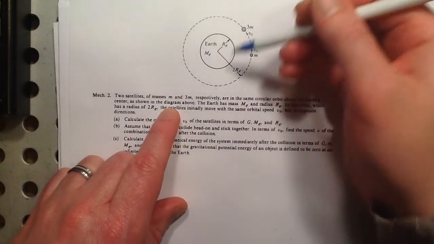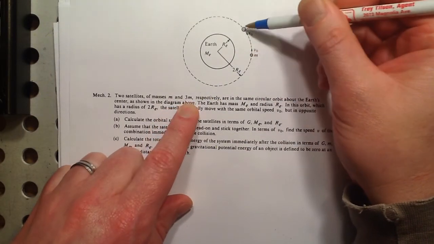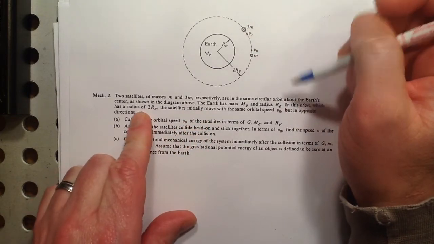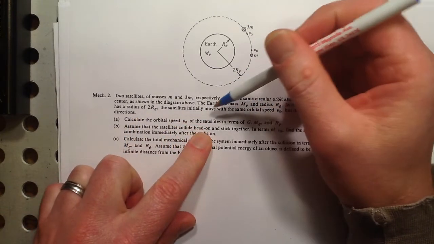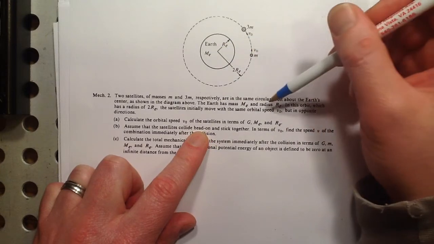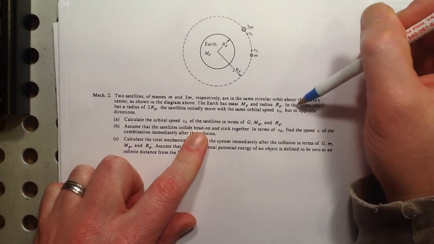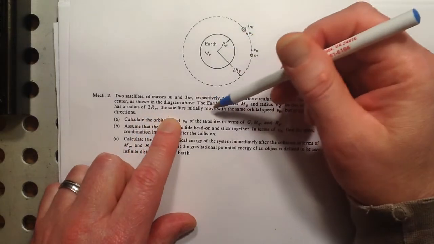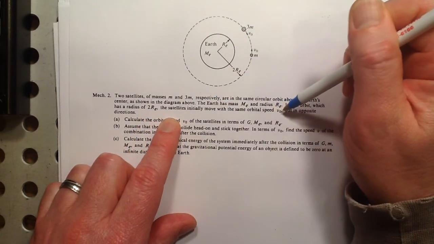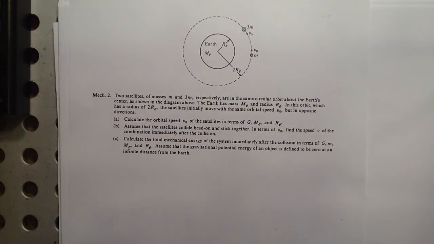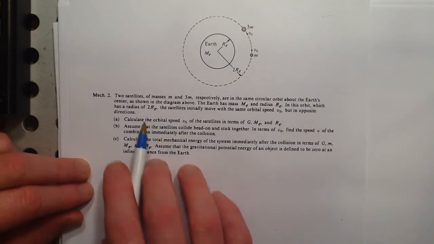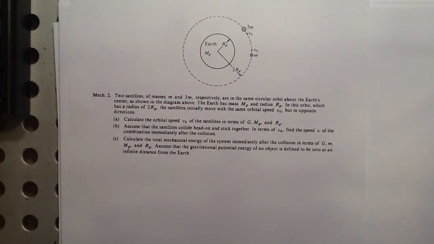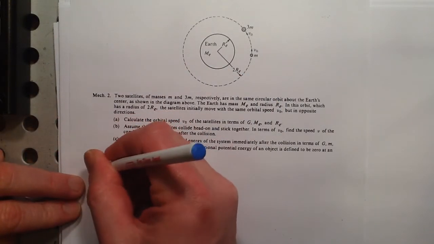Two satellites of masses m and 3m, respectively, are in the same circular orbit around the Earth's center, but going opposite directions. The Earth has a mass of M_E and radius R_E. In this orbit, which has a radius of 2R_E, satellites initially move at the same orbital speed, v sub 0, but in opposite directions. I want us to calculate the orbital speed. Now, you might just think you know what that is, and I bet you do, but they want us to calculate it here, so we have to show our work.